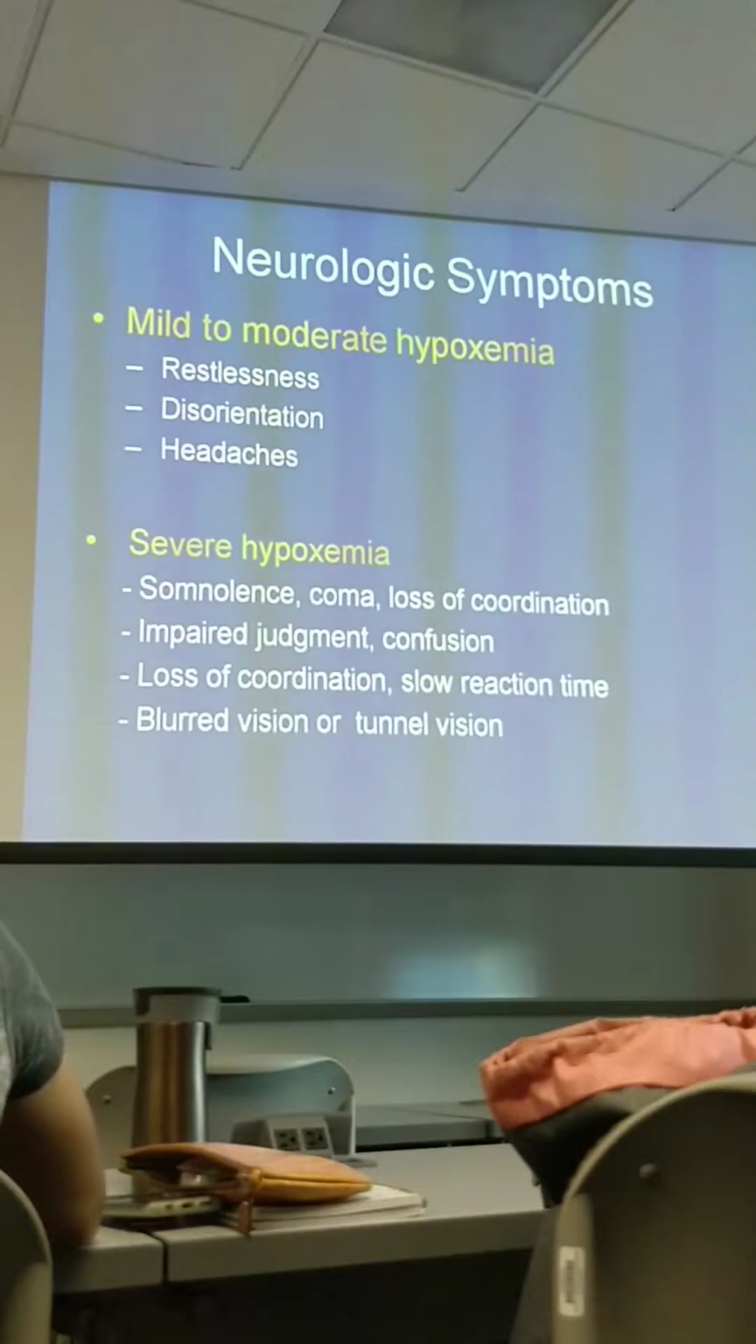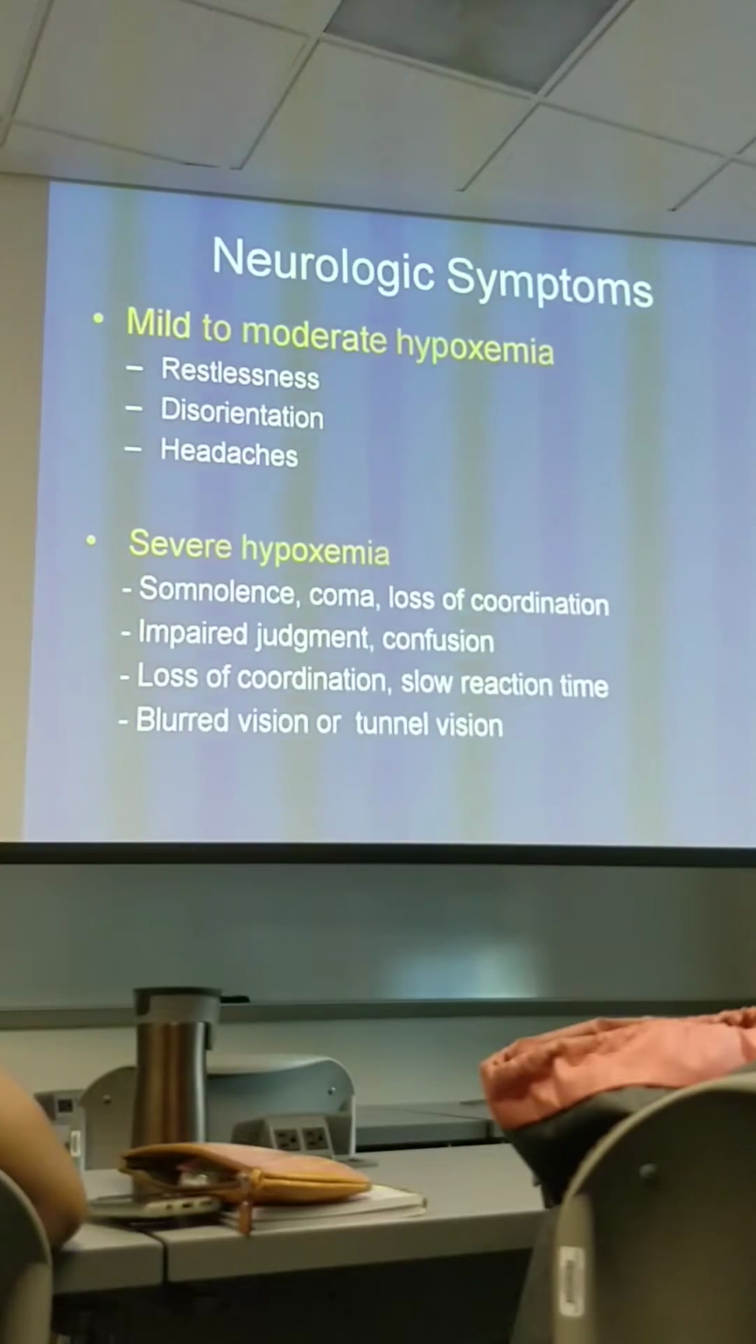So what's normal PO2? 80 to 100. Mild? 60 to 79. Moderate? 40 to 59. Less than 40, severe, okay? Are these on your sheets? Yes. Okay. All right.